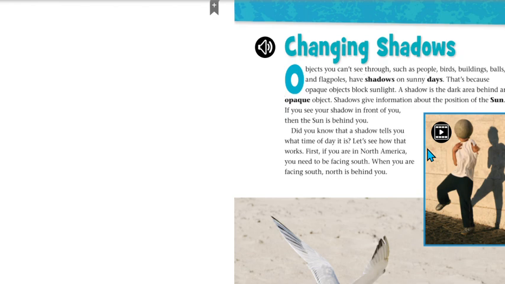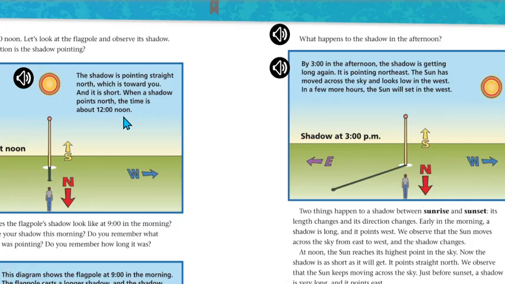Did you know that a shadow tells you what time of day it is? Let's see how that works. First, if you're in North America, you need to be facing south. When you are facing south, north is behind you. It is 12 o'clock noon. Look at the flagpole and observe its shadow. What direction is the shadow pointing? So we can see the shadow is pointing north. The shadow is pointing straight north, which is toward you, and it is short. When a shadow points north, the time is about 12 o'clock noon.